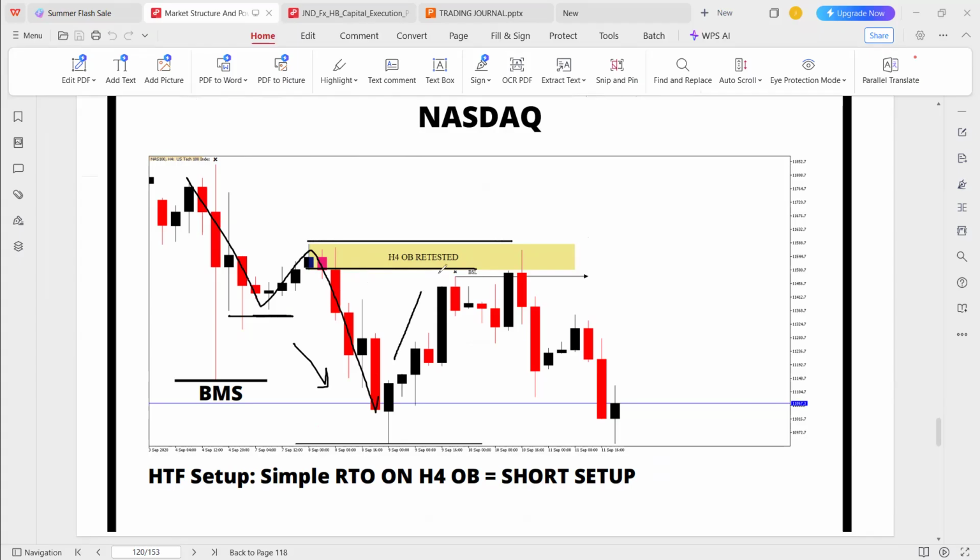So price retraces, comes near the OB, creates this high here, and then that high is now taken out, buy side liquidity taken out, price also tapping into the OB. So this is a double confluence. You've got a liquidity sweep, buy side liquidity taken out, and you've got that retest or that reaction of the H4 order block, which is an RTO or the return to the order block. Then from there, you can now take your sell.